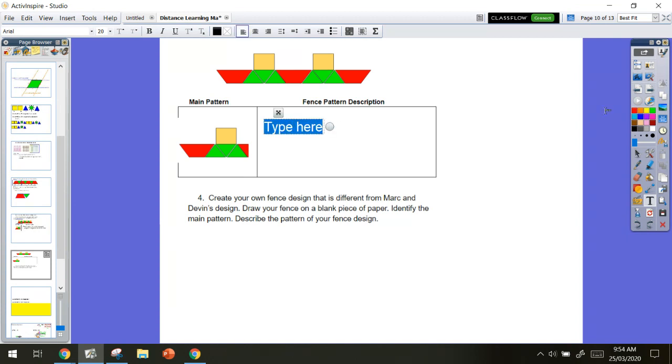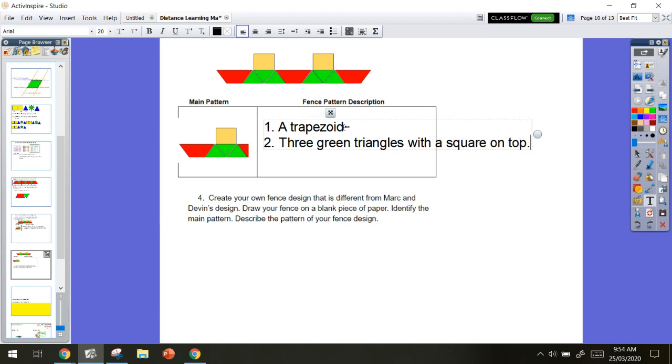Okay, so we said a trapezoid first. And then after that, we said it was three green triangles with a square on top. Awesome. Now, what does step 4 say? Who can read the directions for step 4? Me. Okay, go ahead.